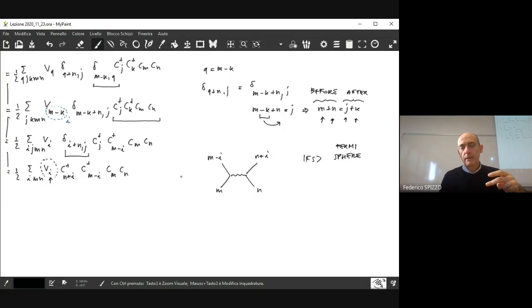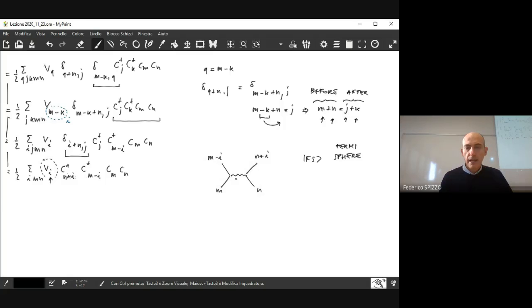One effect is that this continuous process of destruction of levels and creation of levels may keep the Fermi sphere unchanged. So if you properly choose the values of m, n, m minus I, n plus I, then the Fermi sphere is stable under this sort of interaction.